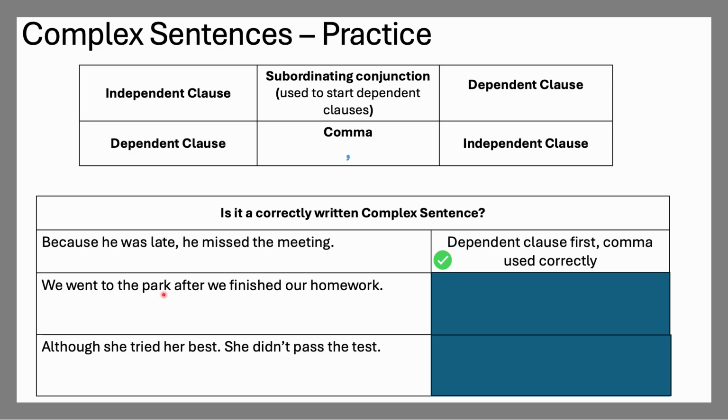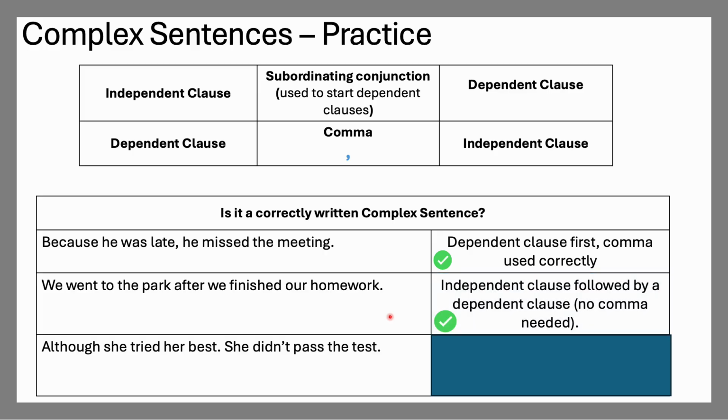Let's look at this next one. We went to the park after we finished our homework. So I don't see any comma here, so maybe it's something like using a subordinating conjunction. We'll take a look. We went to the park, so we is the subject, went is our verb, to the park is my prepositional phrase, after we finished our homework. And so after is just connecting these two. After we finished our homework is a dependent clause. It cannot stand alone. So it's an independent clause followed by a dependent clause.